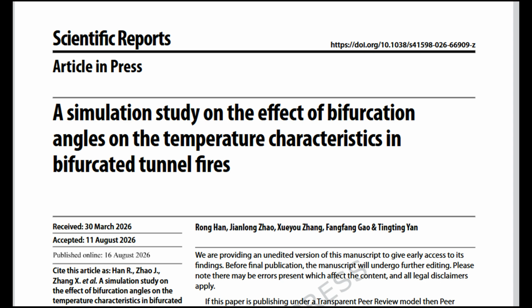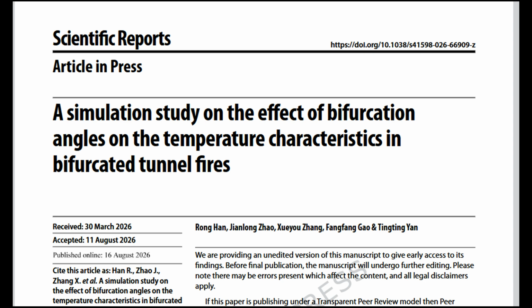Every statistical fit they produced came with exceptionally high confidence. The relationship between the bifurcation angle and the peak temperature adjustment factor had an R-squared value of 0.99, meaning the model explained 99% of the variation in the data. Similarly, the decay models for the upstream, downstream, and branch tunnels all boasted R-squared values between 0.96 and 0.97, confirming that the numeric patterns were extremely consistent and not random noise.